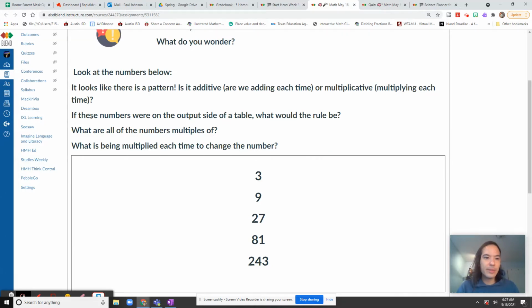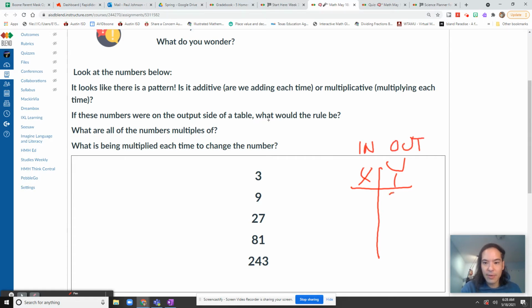So, let's read the instructions. Look at the numbers below. It looks like there is a pattern. Is it additive like yesterday where we're adding each time? Or is it multiplicative where we're multiplying each time? Let's see. If these numbers were on the output side of a table, what would the rule be? Let's actually do that. Let's find out. Let's do an XY input output table.